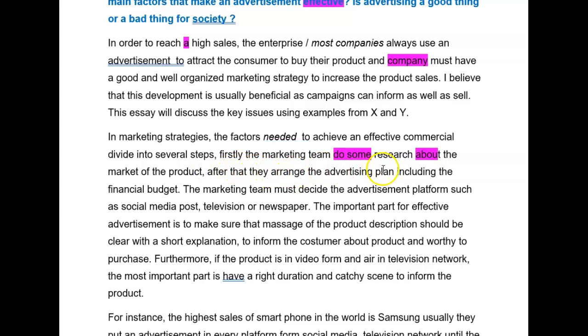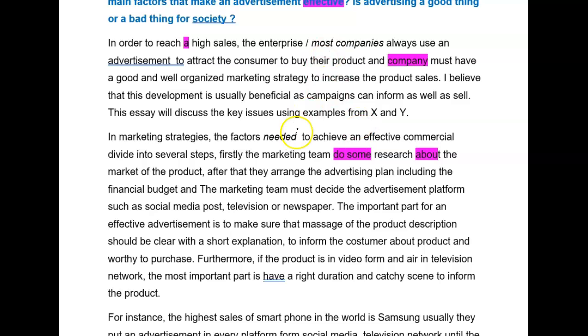After that, they arrange the advertising plan, including the financial budget. The marketing team must decide the advertisement platform, such as social media. Good, nice. Maybe collect this together and this marketing team must decide. Good. The important part for an effective.